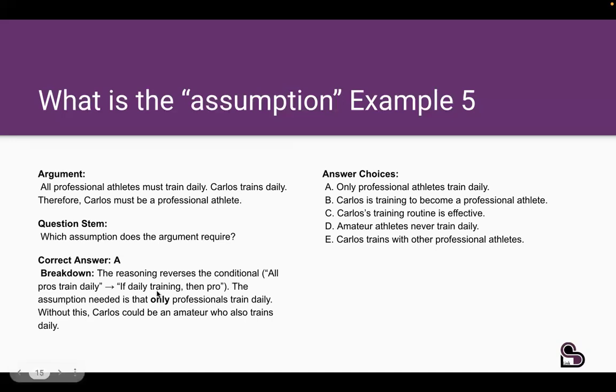All pros train daily. If daily training, then pro. The assumption needed is that only professionals train daily. Without this, Carlos could be an amateur who also trains daily, right? So A is the clear answer, because in order for this to be accurate, that all professional athletes must train daily, Carlos trains daily, therefore Carlos is a professional, it would have to be true that only professional athletes train daily. If that's not true, then our argument becomes false, which means that's the correct answer. So you're not looking for an accurate answer. You're looking for the assumption that is needed in order for the conclusion to be correct.